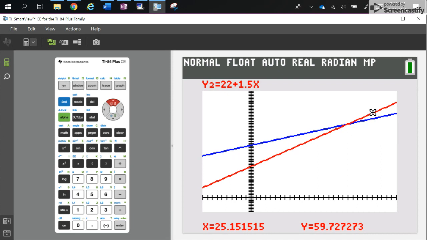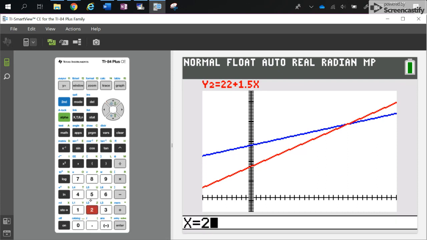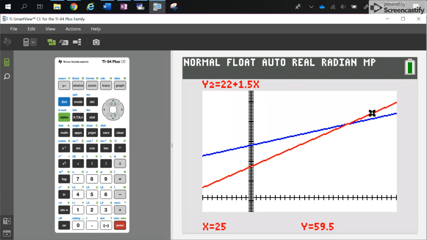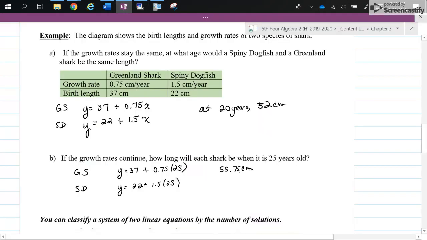So what I'm going to do now is I'm going to punch in trace, and then go up to be on y2. Now I'm talking about the spiny dogfish. So I'm going to punch in 25 for x. And at the age of 25, the spiny dogfish will be 59.5 centimeters long.